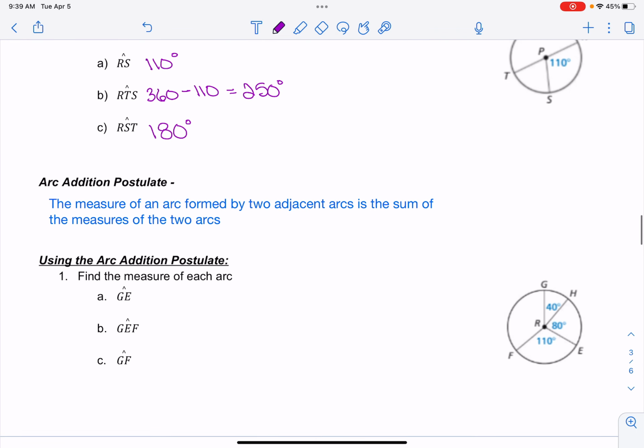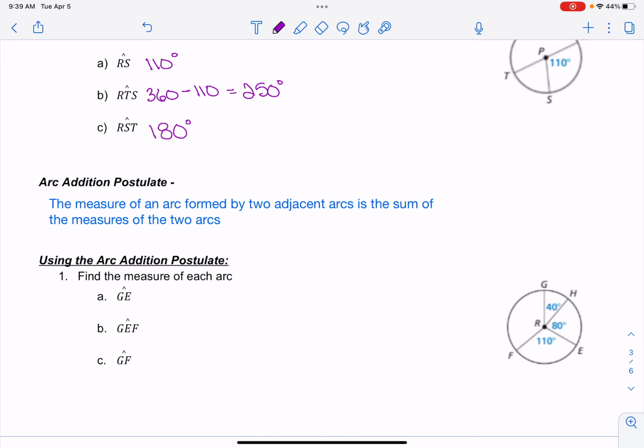All right, the next thing we talk about is the arc addition postulate. So this is the measure of an arc formed by two adjacent arcs is the sum of the measures of the two arcs. So if we know the measure of one arc and it happens to be adjacent to another arc and we are trying to find that whole piece together, we would just add them together. This is kind of similar to, what else have we done? We've done the angle addition postulate, we've done the line segment addition postulate, all kind of the same. So if two things are next to each other, you just add them together to get the whole piece, right?